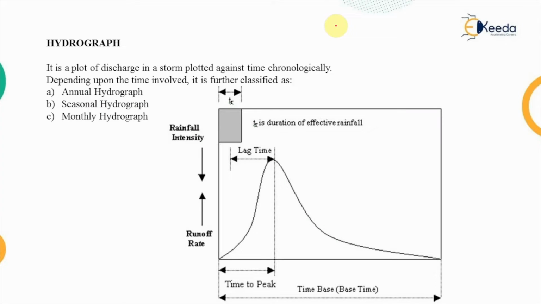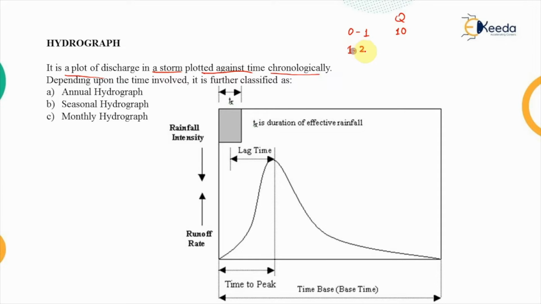So first of all, what is a hydrograph? It is a plot of discharge in a storm plotted against time chronologically. That means, let's say the rainfall started at 0 hours. For the first hour, a certain volume of rainfall occurred. And let's say we are taking random values for the discharge in that time period. For the first hour, the discharge was 10.